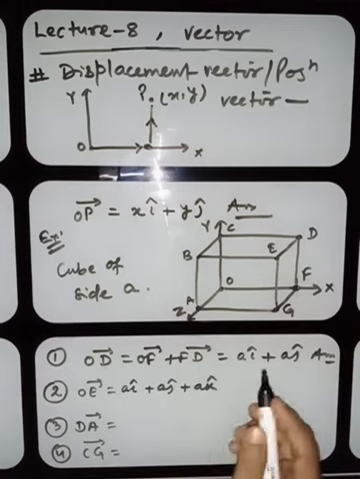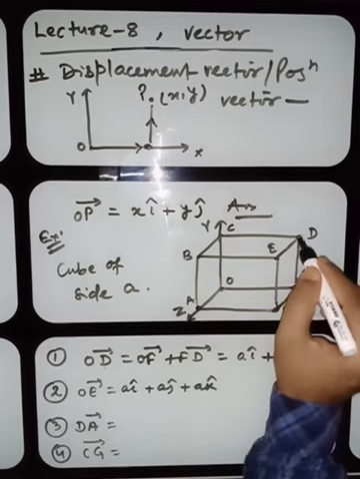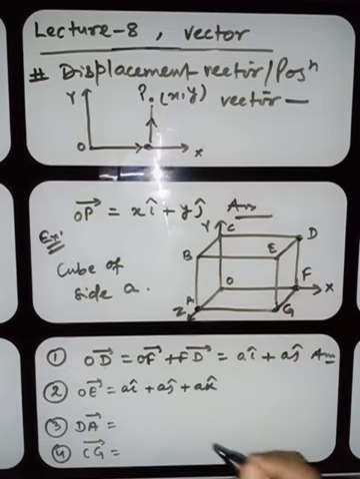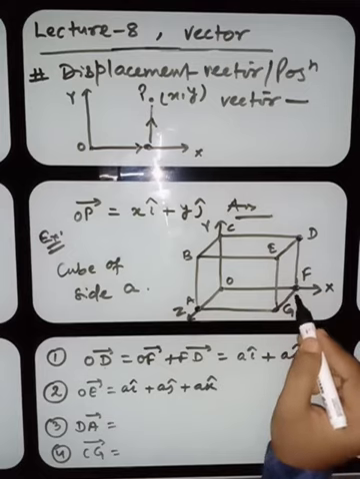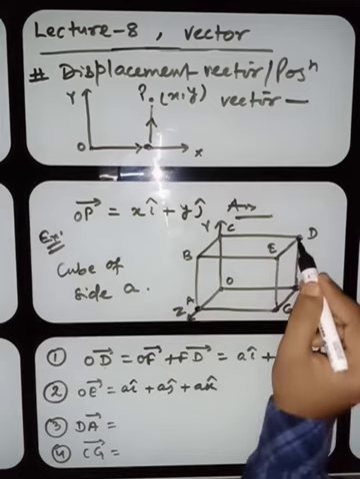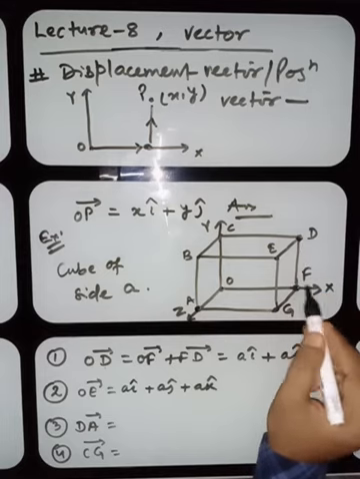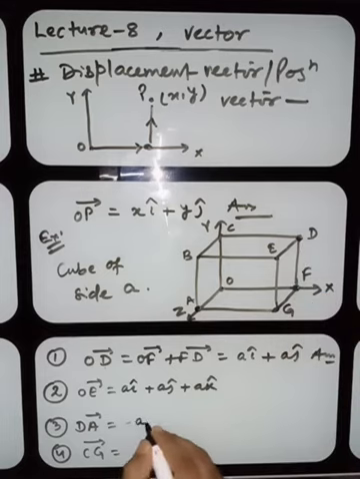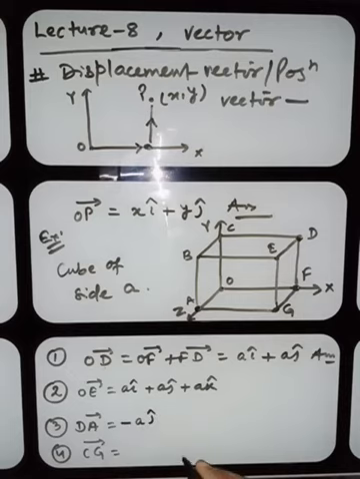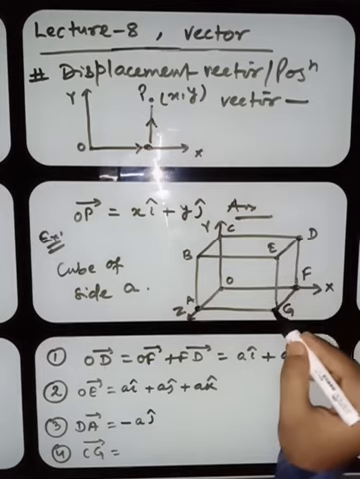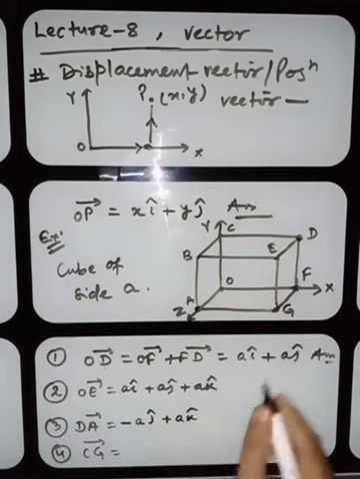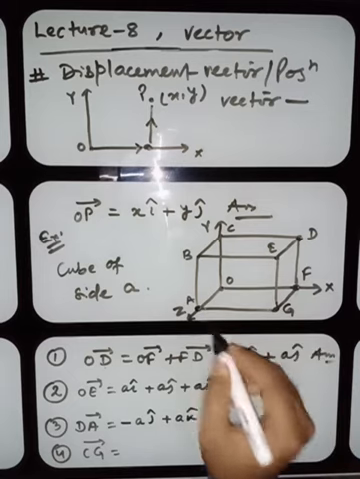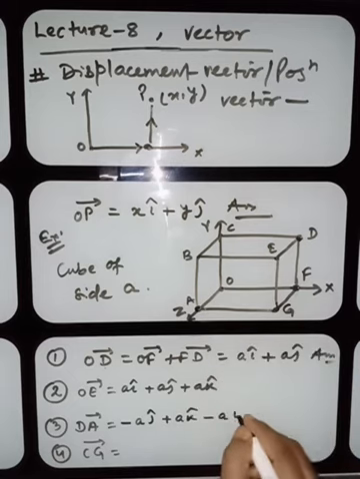Now, DA. D, where is it? Yes, D. And A, this one. Okay, DF. In which direction am I going? Downward. If I go upward, then it is plus j, but I'm going downward. So, minus j, so minus a j. Then FG, it is positive, so plus a k, and GA, so it is minus a i.